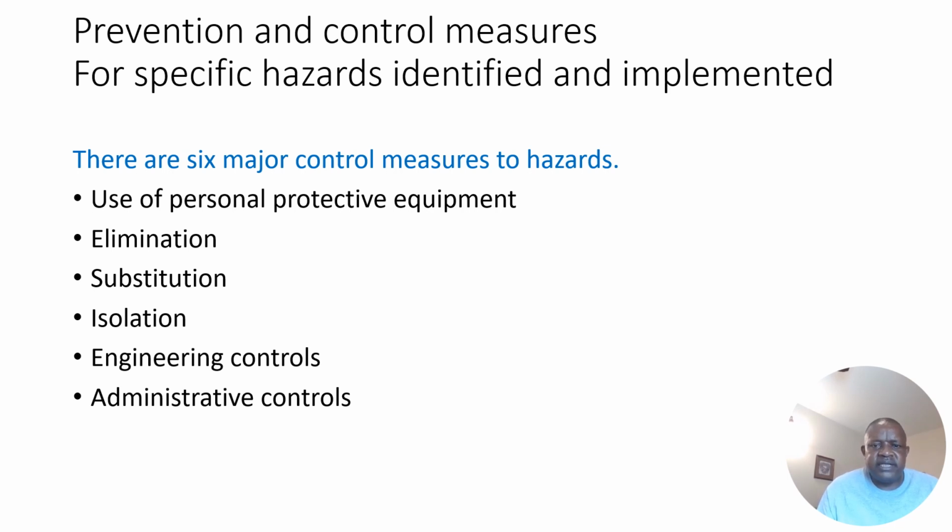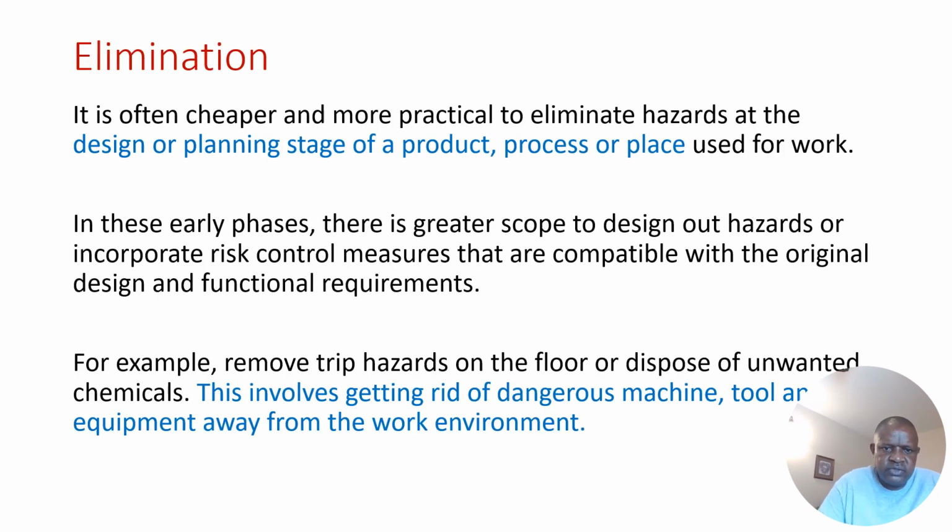And then 2 is elimination. And then 3 is substitution. And then 4 is isolation. And then 5 is engineering controls. And then 6 is administrative controls. These are the 6 major control measures to hazards: use of personal protective equipment, elimination, substitution, isolation, engineering controls, and administrative controls. Now, we shall look at each one of them independently.